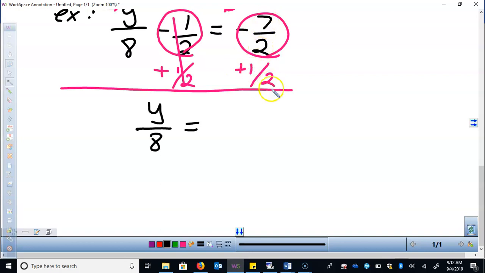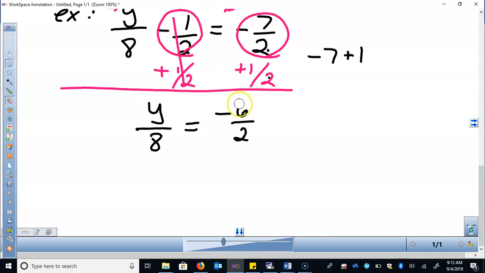-7/2 plus 1/2. Okay, they have the common denominator, which is a great start. Now let's look at the numerators. -7 plus 1 equals -6, and the denominator stays the same. We can simplify this. -6 over 2 is -3. Let me put that negative in front here.